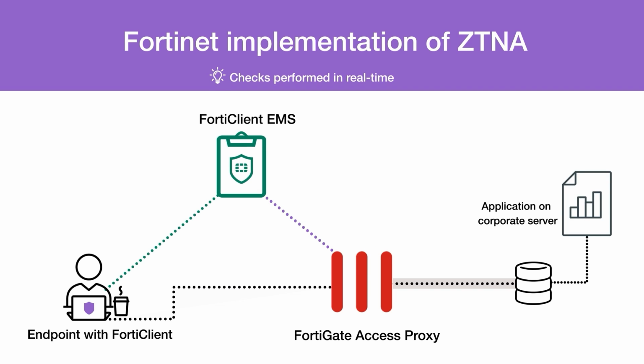All of these checks are performed in real time when the device information changes. For example, when a client moves between a corporate network and remote locations, EMS receives these changes from the FortiClient and updates the FortiGate accordingly. Then the FortiGate adjusts access according to the check results.